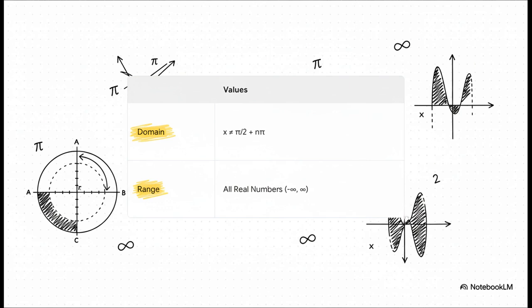But then there's tangent. Tangent is kind of the rebel of the group. See, tangent is just sine divided by cosine. And what's the one rule we can never ever break in math? We can't divide by 0. So anywhere that cosine is 0, like at 90 degrees or pi over 2, tangent just doesn't exist. Those are holes in its domain. But its range? Totally wild. It can shoot all the way up to infinity and all the way down to negative infinity.